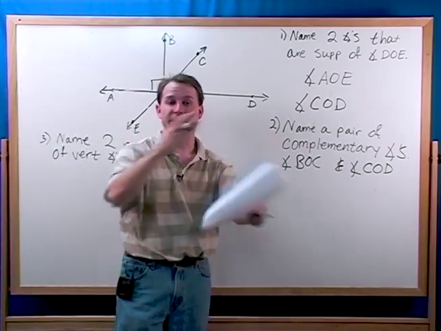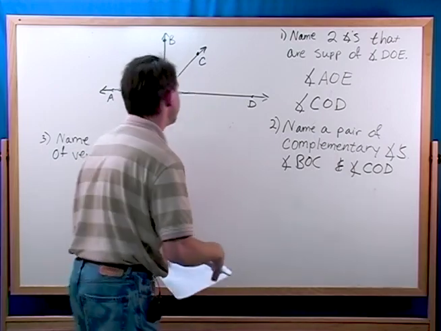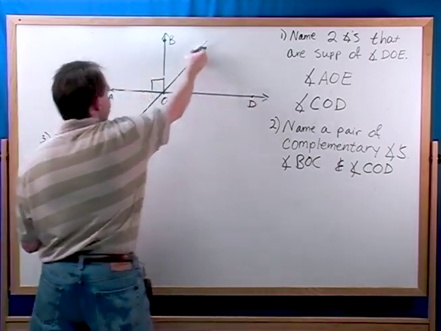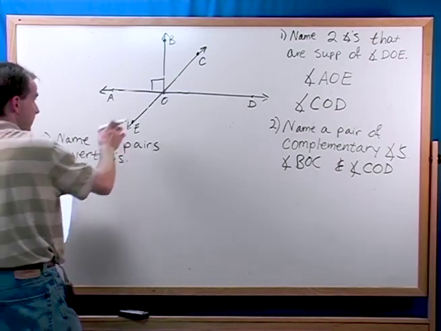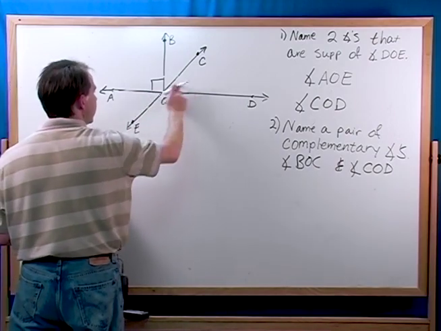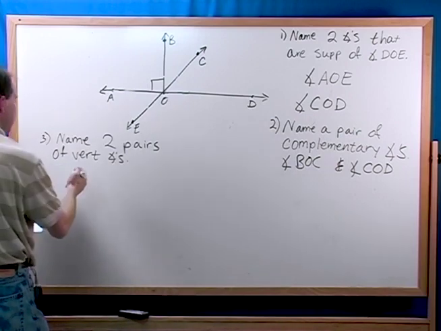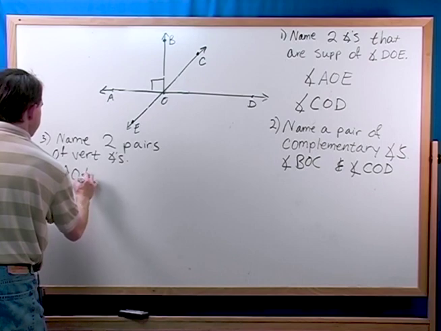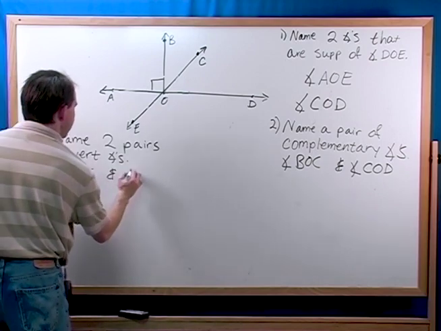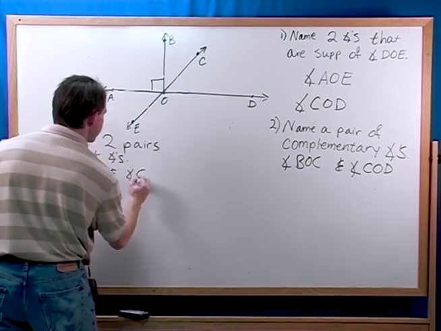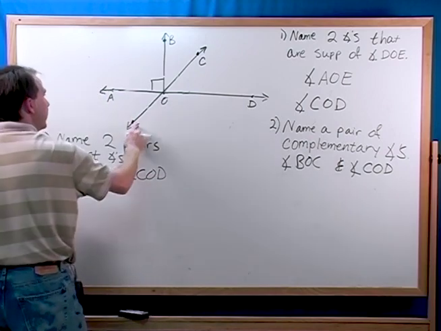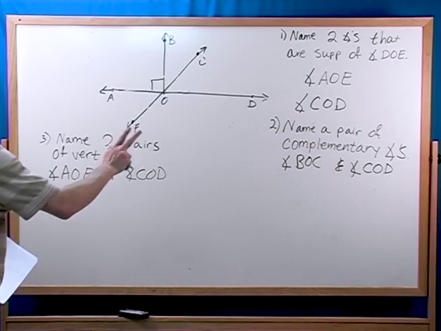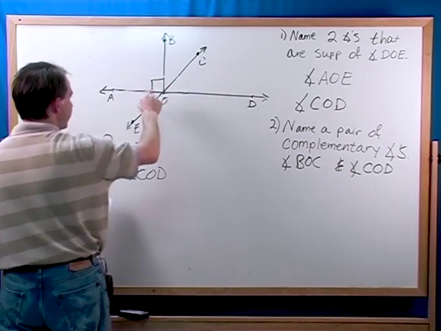Vertical angles are formed anytime you have crisscrossing lines. So all you have to do is find a crisscrossing line. The one that jumps out at me right away is this line crisscrosses with this one. So these are vertical angles, okay? So that's easy enough. So you know that angle AOE and angle COD, these two angles here, are vertical angles, but it asks for two pairs. That's the easy one. What else is there?